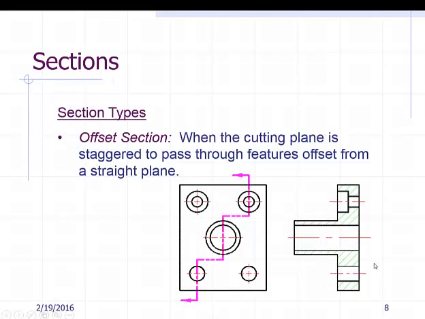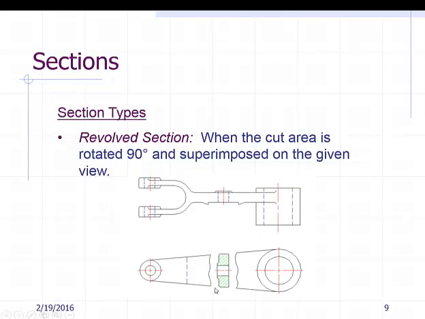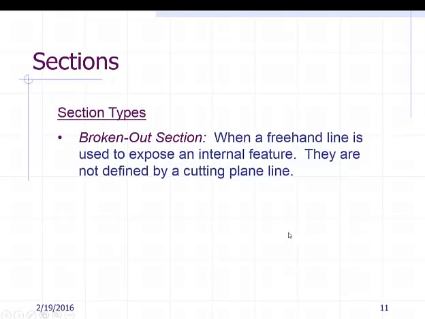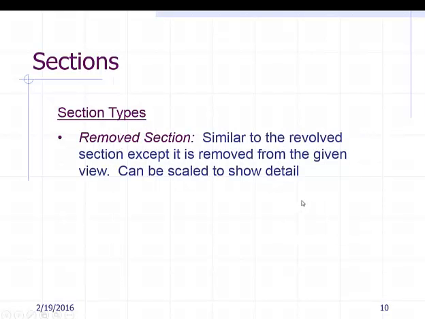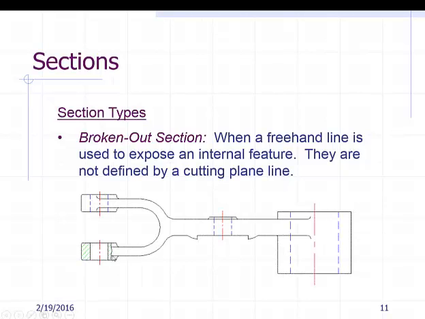We also have offset sections. We'll talk more about these in the next couple of days, but here I've got some features that I want to call out that aren't in a straight line, so we can create an offset section. We can also do revolved sectioning, where we show the section pieces in place. And then a removed section, which is kind of similar except we pull the pieces out. Again, we'll do these in the next few days. And a broken out, where we just kind of cut out a chunk of the part instead of half or the whole part. So there's an example of cutting out just a chunk.